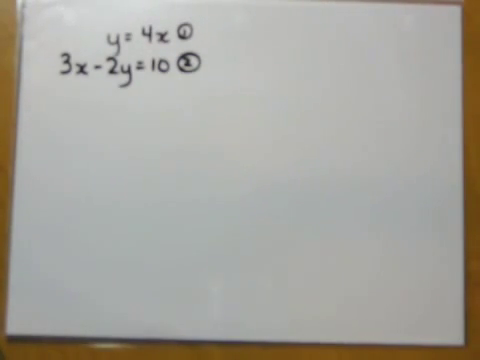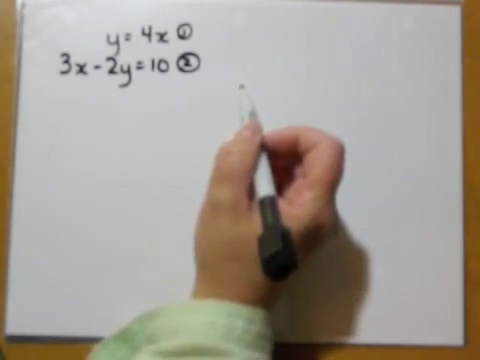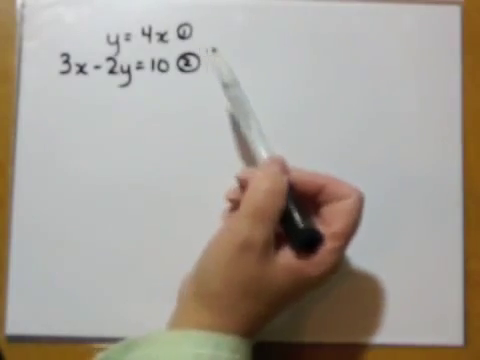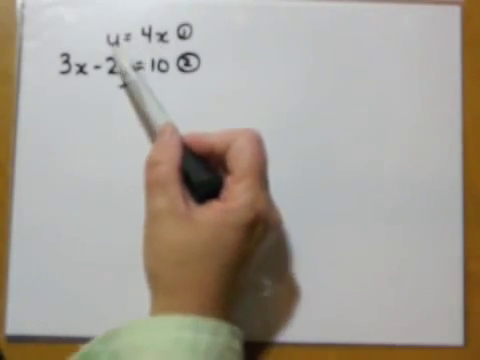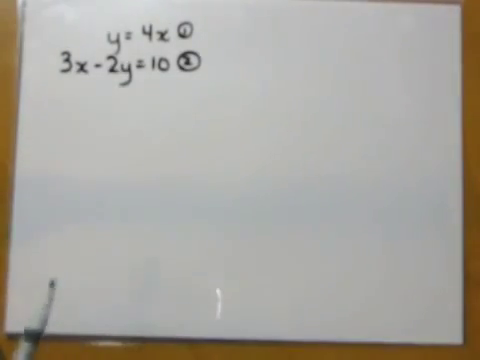Okay, we've already solved systems of equations using graphing techniques. Now I want to show you how slick it is to actually use algebra and not have to rely on graphs or the graphing calculator. Here's a fairly simple system of equations. We've got two equations. We've got the line y equals 4x, and we have 3x minus 2y equals 10.